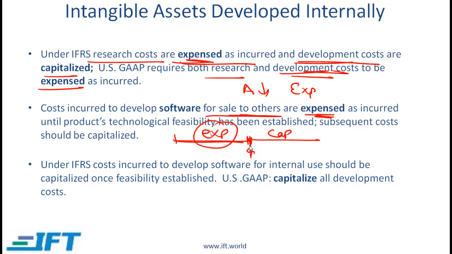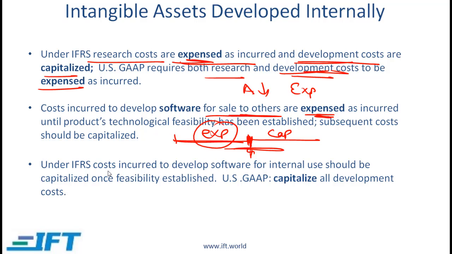Now, clearly there is a lot of subjectivity involved here. When can we say that a product is now technologically feasible? That decision point can be different from company to company. You as an analyst need to be aware of that when you are evaluating different software companies.